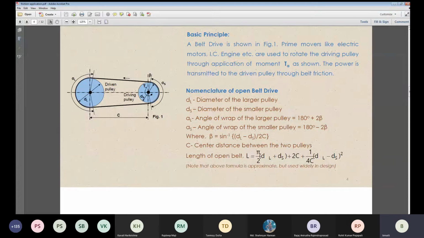But the only thing is, there is a certain amount of approximation involved, because this is a circular arc. See this beta. Beta is not exactly a straight line. A little bit of curvature is there, so a certain amount of approximation is there. I have just given you the formula. I have not given you the derivation. I have never told you to derive, otherwise, sir, I would have derived it.